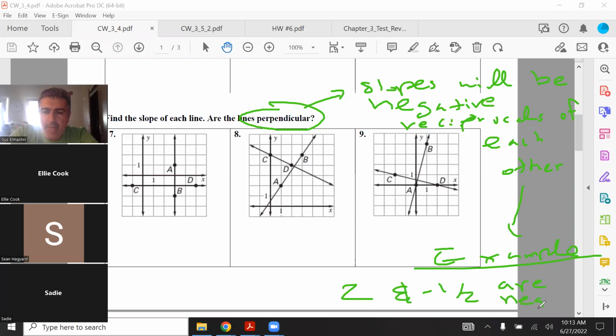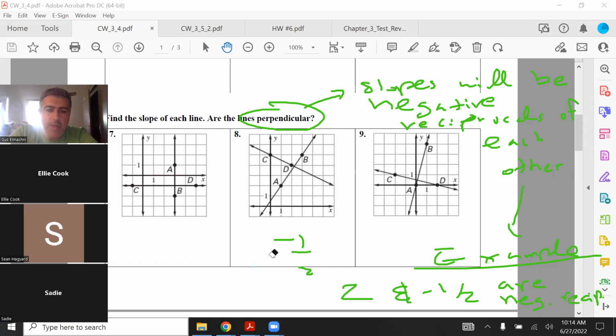I'll abbreviate as NEG RECIP. Reciprocal means when you flip the fraction, and negative means you change the sign, right? So 2, I know, is 2/1. And if I flip the fraction, I get 1/2. And if I tack on a negative symbol, there you go. So whenever you have two slopes like that, they're going to be perpendicular.